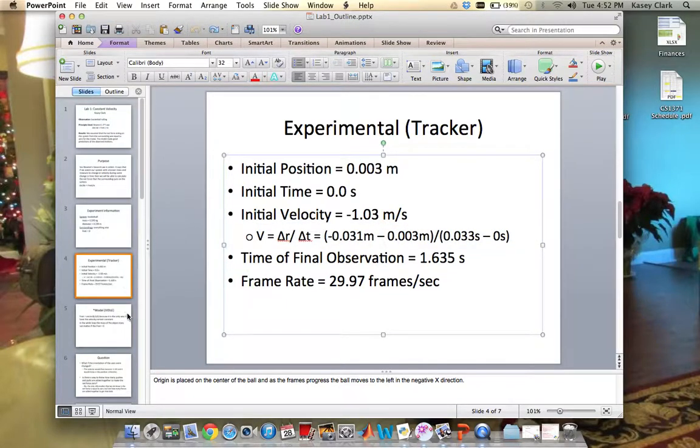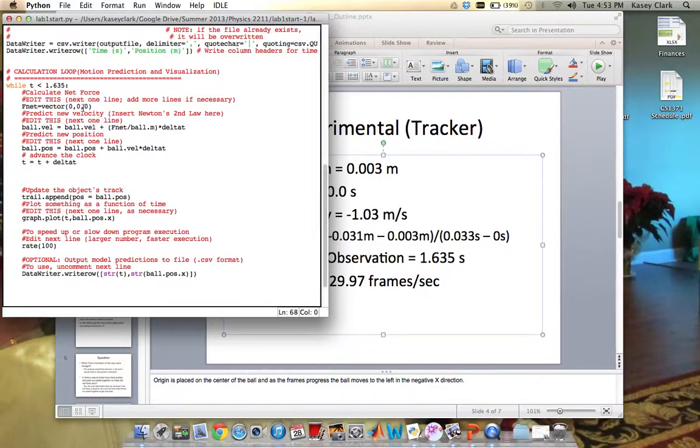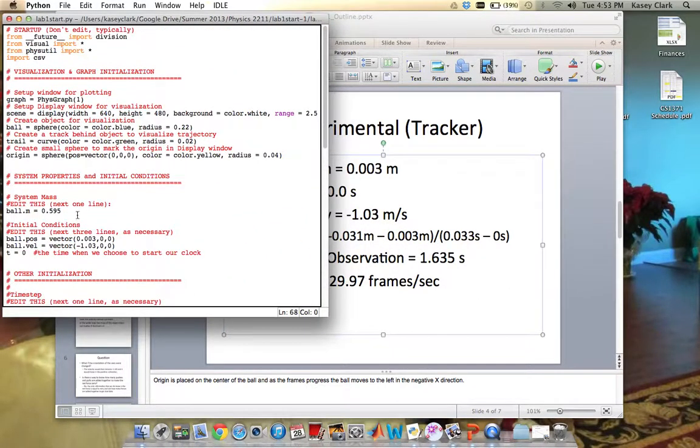and also it was used to create a model. In the model, we inserted key information such as the mass of the system, the initial position, and the initial velocity. And remember, the ball was rolling in the negative x direction, and this explains the negative velocity.